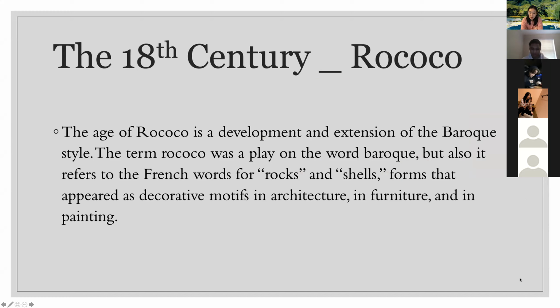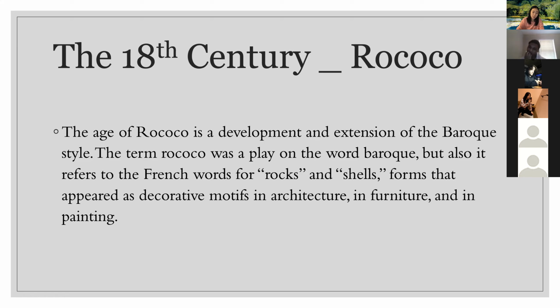Now let's move on to the next art movement, Rococo. The age of Rococo is a development and extension of the Baroque style. The term Rococo was a play on the word Baroque, but also it refers to the French words for rocks and shells, forms that appear as decorative motifs in architecture, in furniture, and in painting.